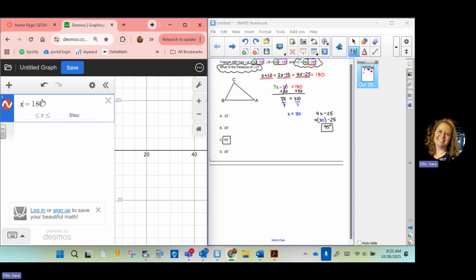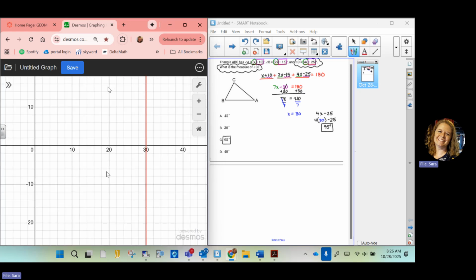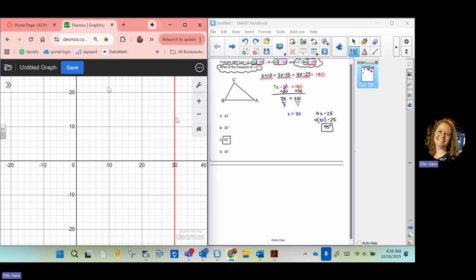I could type in x plus 10 plus 2x minus 15 plus 4x minus 25 equals 180, and see how it still shows the solution is 30? So this part you can do in Desmos. When you're looking at the graph, when you type in an equation, all you're going to get is a vertical line like this crossing the x-axis, and where it crosses the x-axis, that's what x equals. That's the solution. Do y'all follow that?